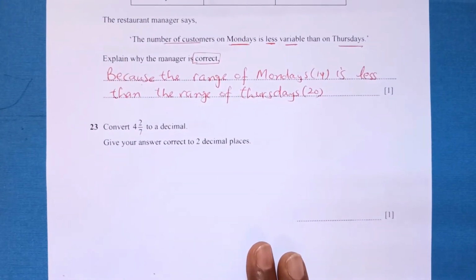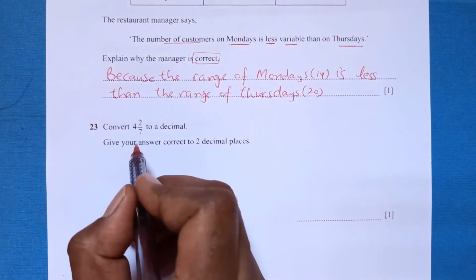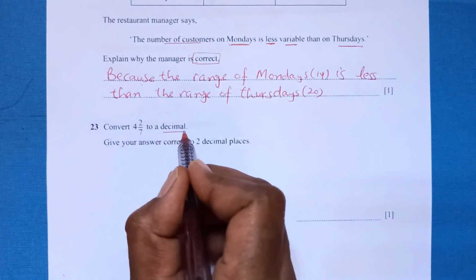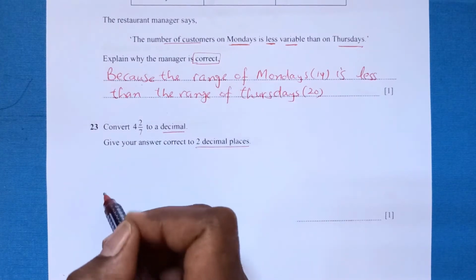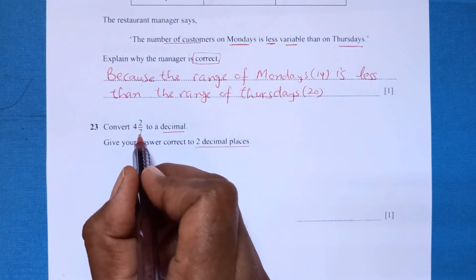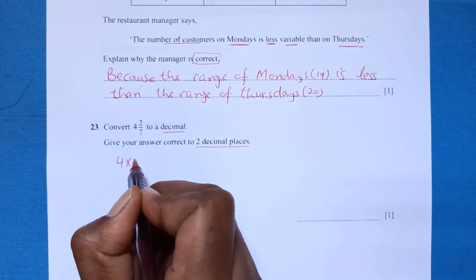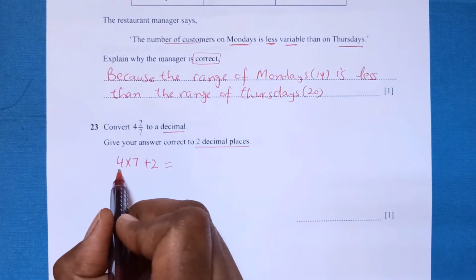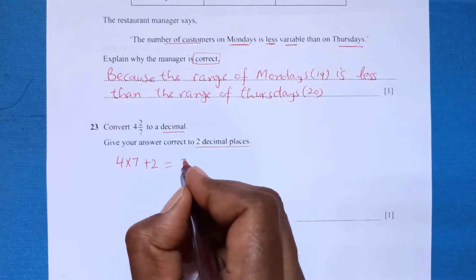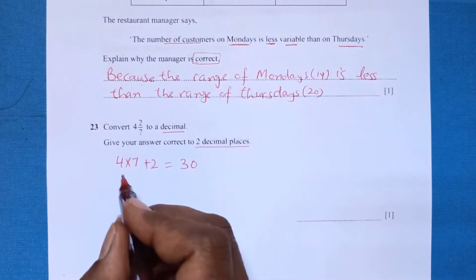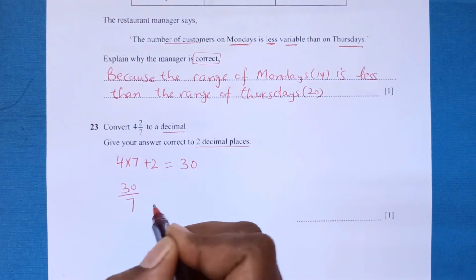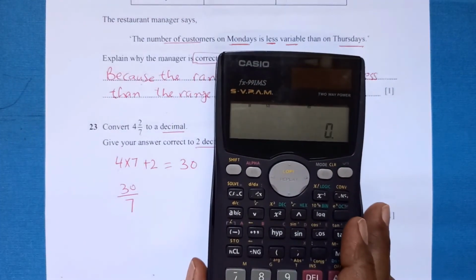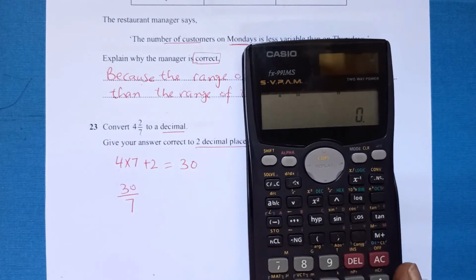Question 23. Convert 2 by 7 to decimal. Give your answer to 2 decimal places. So how do you convert this? You are going to multiply 4 times 7 plus 2, which is 4 times 7 is 28, plus 2, which is 30. So over 7. So this is 30 over 7. And so let's calculate 30 divided by 7.